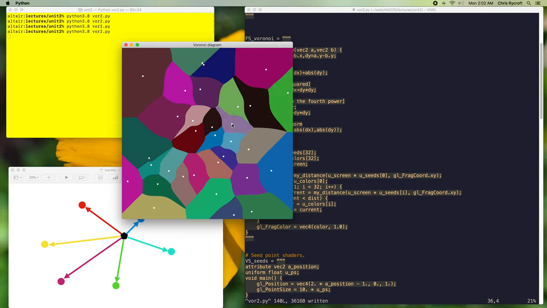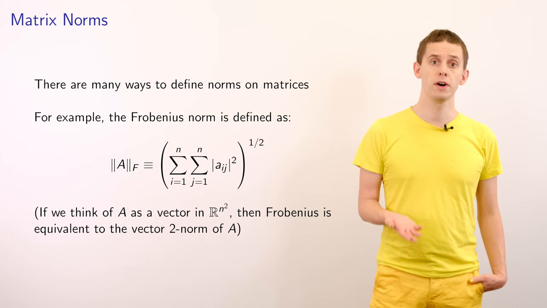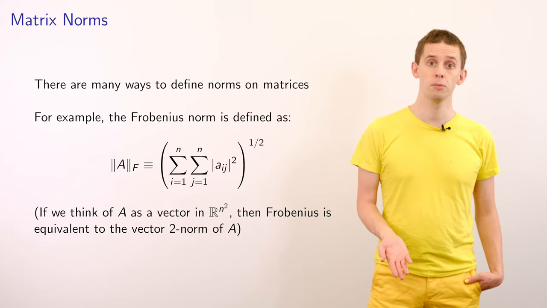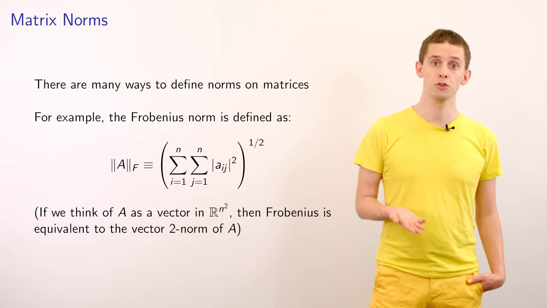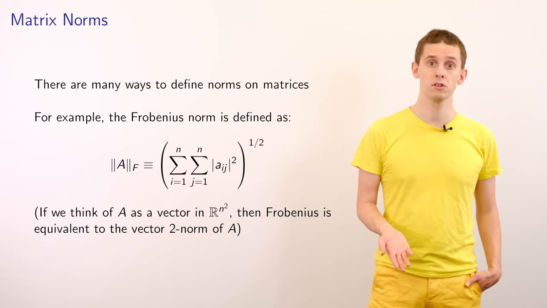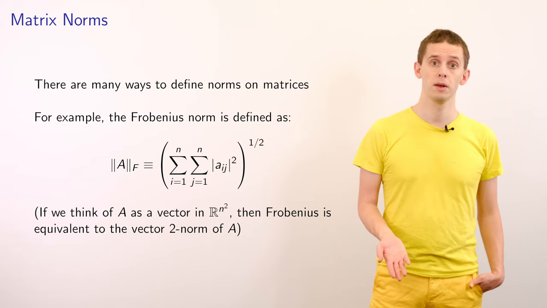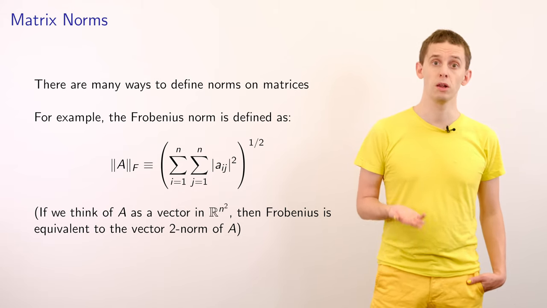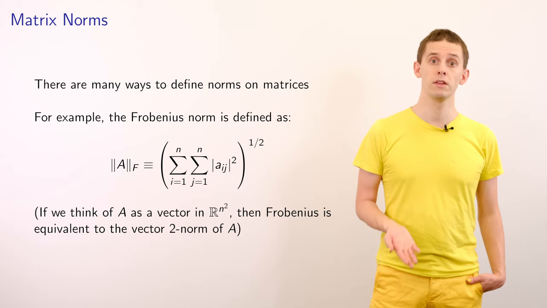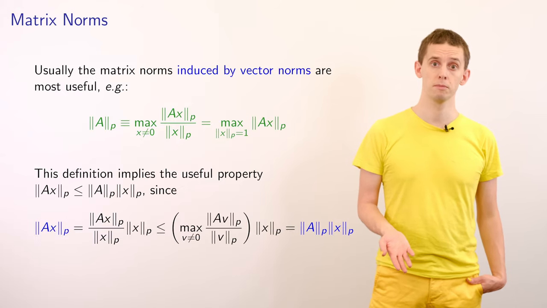There are many ways to find norms on matrices. For example, we can make use of the Frobenius norm that's written with a subscript capital F, where we take the sum of squares of components of our matrix all to a square root. And we can think of the Frobenius norm as rewriting our matrix into a long vector and then taking the Euclidean norm of that vector.